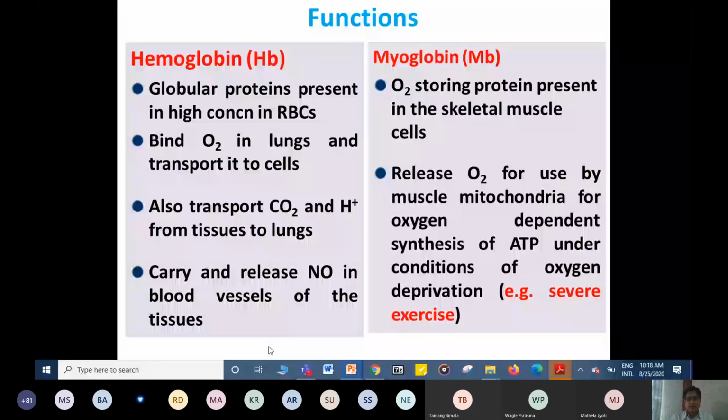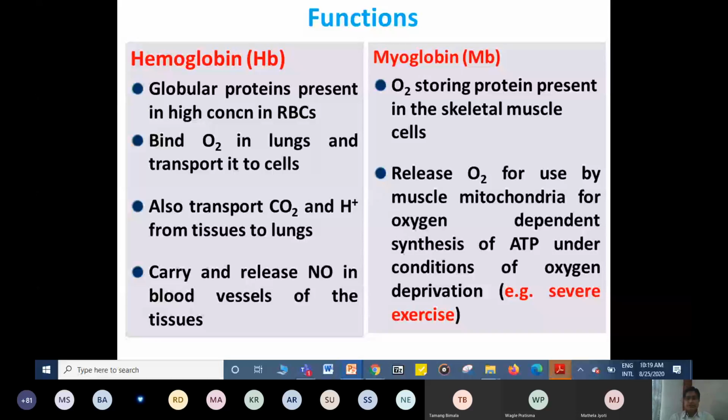Now the next is myoglobin. This is the oxygen-storing protein present in skeletal muscle cells. It releases oxygen for use by muscle mitochondria for oxygen-dependent synthesis of ATP under conditions of oxygen deprivation. That means hemoglobin carries oxygen, but myoglobin stores oxygen, especially in the skeletal muscle cells. They store oxygen and release oxygen for use in conditions of oxygen deprivation, because we have to study a large number of metabolic processes. Some of them can occur even in anaerobic conditions, but most of the energy is generated in aerobic conditions involving the TCA cycle and electron transport. For that, we need oxygen. Those are the aerobic conditions, and for those processes, myoglobin releases oxygen in need.